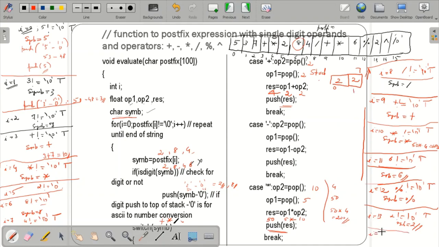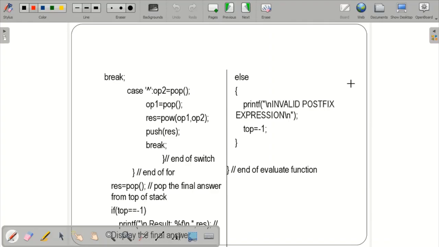Next iteration I will be 14. In that 14 I have power, which is not equal to null character, so it is true. Now your sim will be having power, now it will go to the switch. In the stack you have 2 and 2, so operand 2 is 2 and operand 1 is 2. Power of operand 1 comma 2, that is nothing but 2 comma 2, so 2 power 2 is nothing but 4, so that result will be pushed back to the stack. Now your stack will be having 4 and the result is also 4.